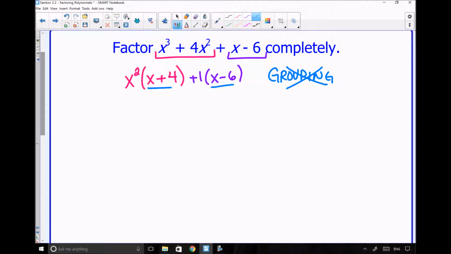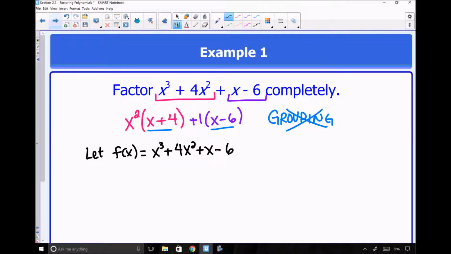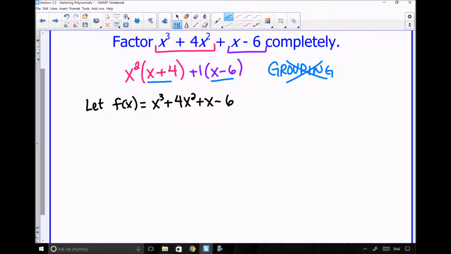Well, if grouping doesn't work, then we have to go to our factor theorem. So we're going to try our factor theorem. First thing I'm going to do using the factor theorem is let f of x equal x cubed plus 4x squared plus x minus 6. Okay? And if you remember, if f of a is equal to 0, then x minus a is a factor. Well, here, we don't know anything about this a value right now, so I'm just going to randomly choose an a value and plug it in. So I'm just randomly going to choose 5. Why? Because I just like the number 5.